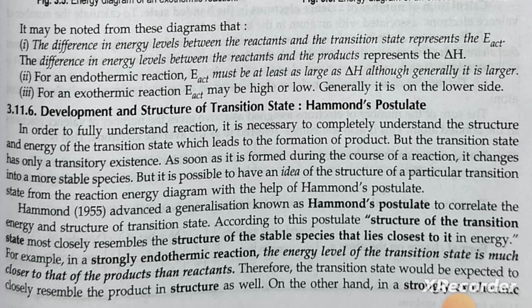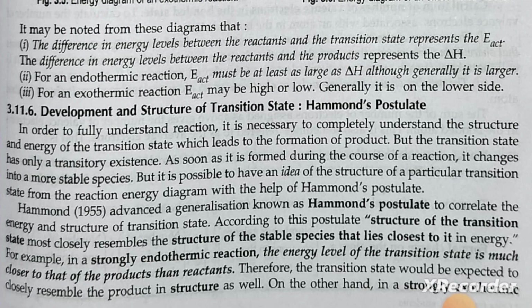Hammond, in 1955, advanced a generalization known as Hammond postulate to correlate the energy and structure of transition state. According to this postulate, the structure of the transition state most closely resembles the structure of the stable species that lies closest to it in energy. For example, in a strongly endothermic reaction, the energy level of the transition state is much closer to that of the product than reactant. Therefore, the transition state would be expected to closely resemble the product in structure as well.